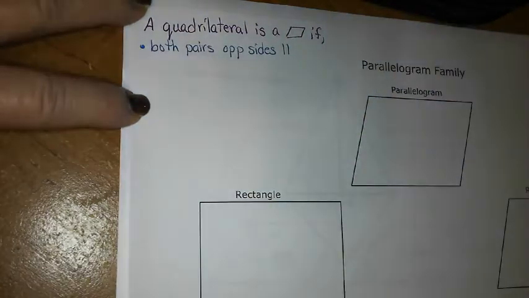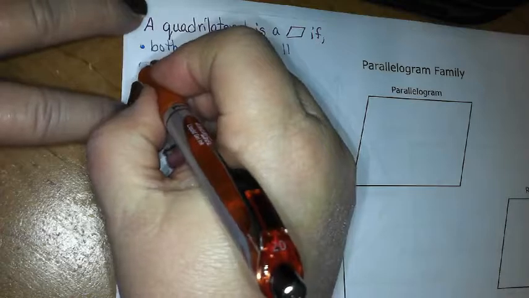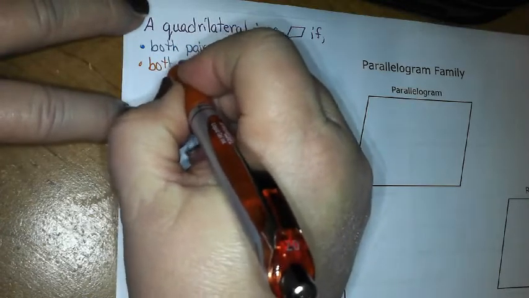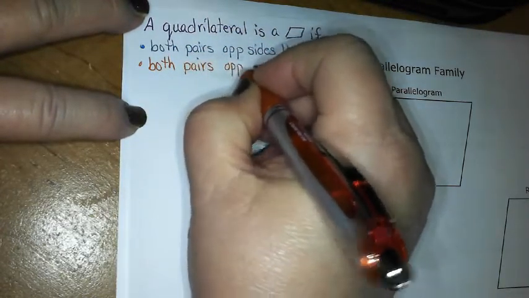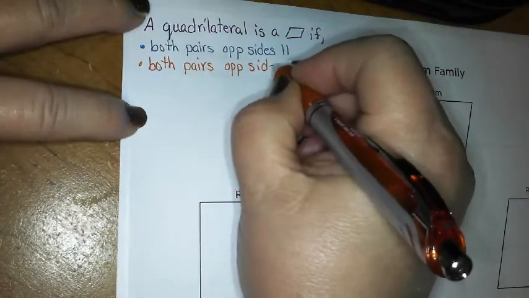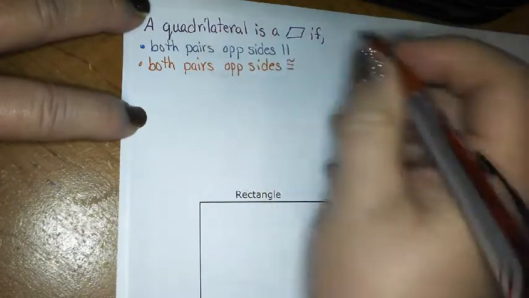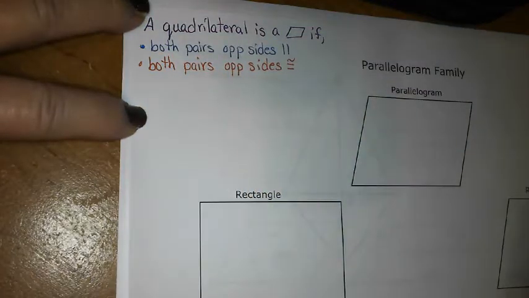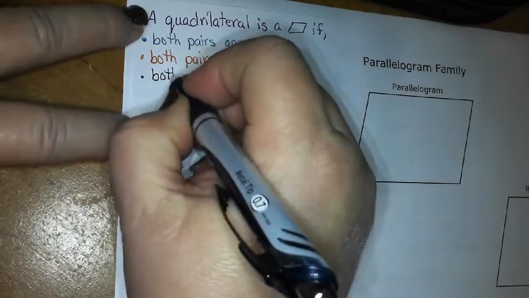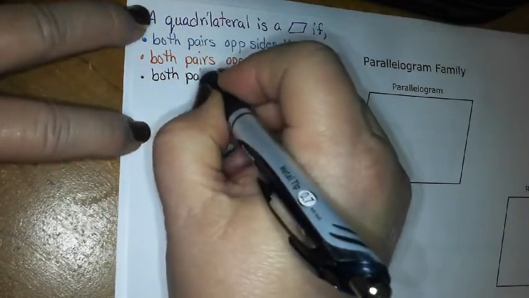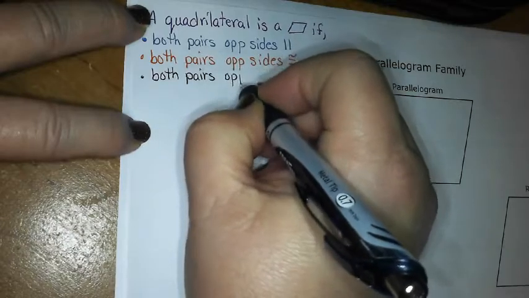The first one is, if my quadrilateral has both pairs of opposite sides parallel, then it is a parallelogram. That was the definition of a parallelogram. The next one says, if both pairs of opposite sides are congruent, then it's a parallelogram. The next one says, if both pairs of opposite angles are congruent, then it's a parallelogram.